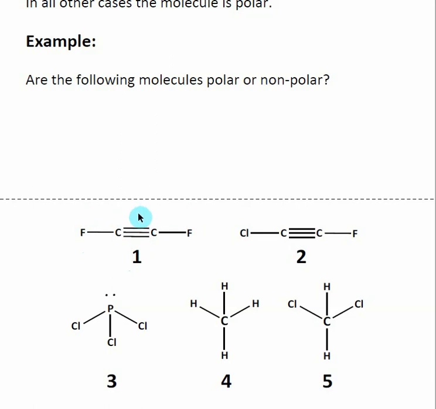And we know this because I can draw a line down the middle such that I have the same thing on one side as I do on the other. So it's like a tug of war. I have a carbon and a fluorine on one side pulling in one direction. I have a carbon and a fluorine on the other side pulling in the other direction. They're canceling each other out.